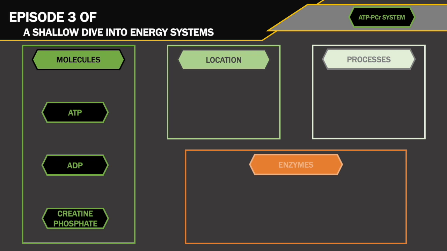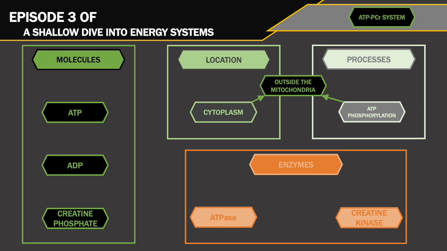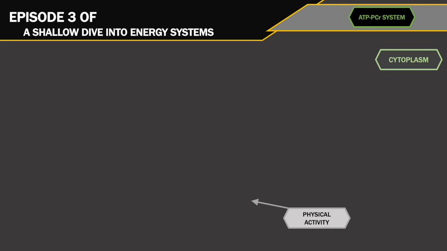Our main molecules involved in this are ATP, ADP, and creatine phosphate. The location is the cytoplasm of the cell, and the entire process is actually called ATP phosphorylation. This process happens outside the mitochondria, but the enzymes involved are ATPase and creatine kinase, which we'll take a look into now. First thing we need to look at is physical activity. This physical activity is to help increase the production, or actually the use, of ATP.